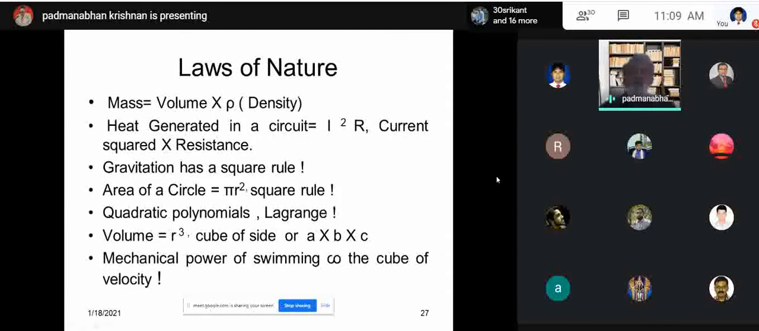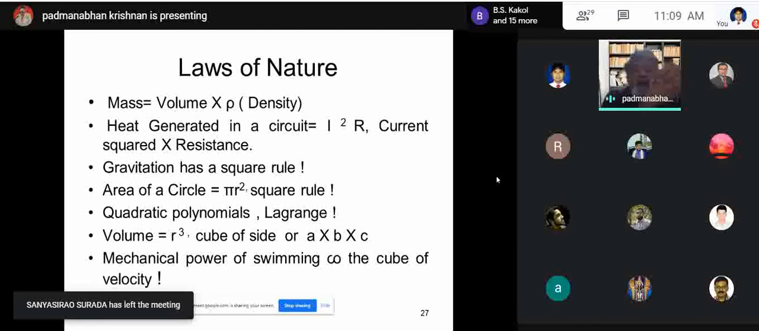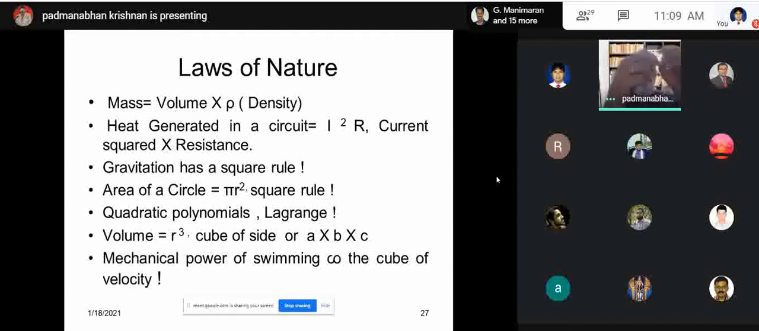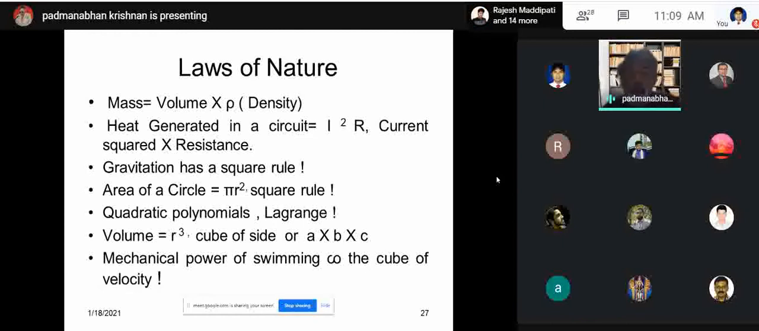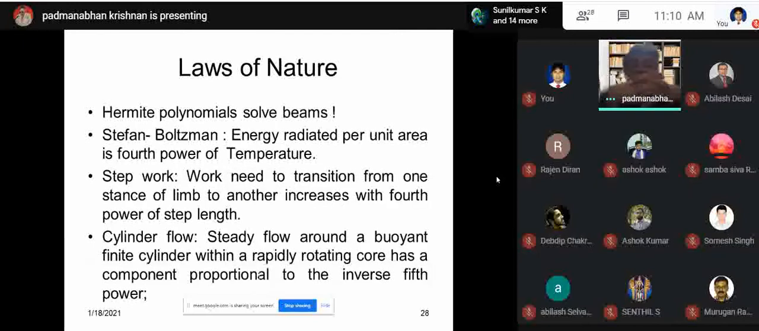More equations are available. Like, for example, mass relationship or the heat generated in the circuit, then gravitation having a square root. So the area of the circle, quadratic polynomials. Now quadratic polynomials are Lagrange. So the volume is R cubed and then the volume of a cuboid is A times B times C. Now mechanical power of swimming is proportional to the cube of velocity, if you are doing a swimming model in biomechanics. Hermite polynomials are third order.